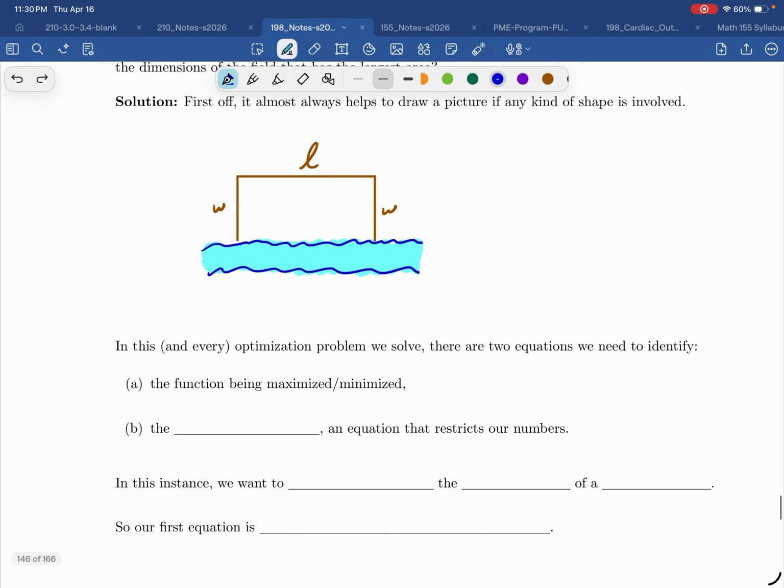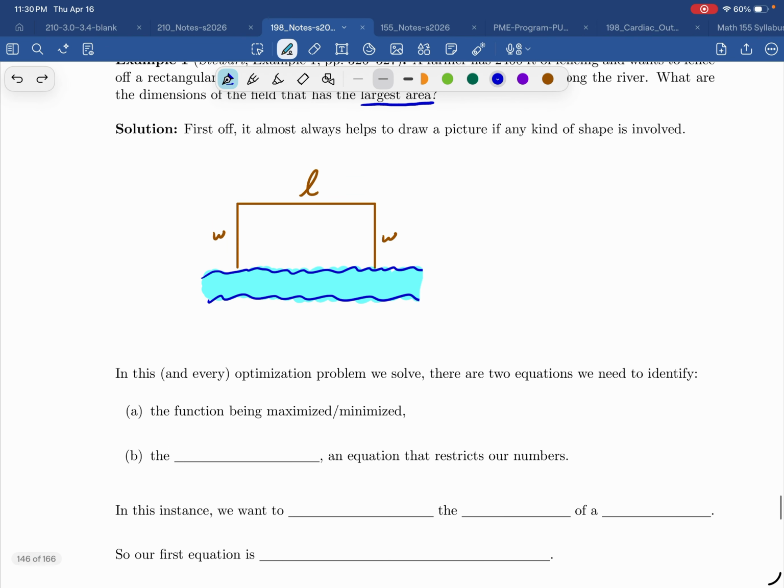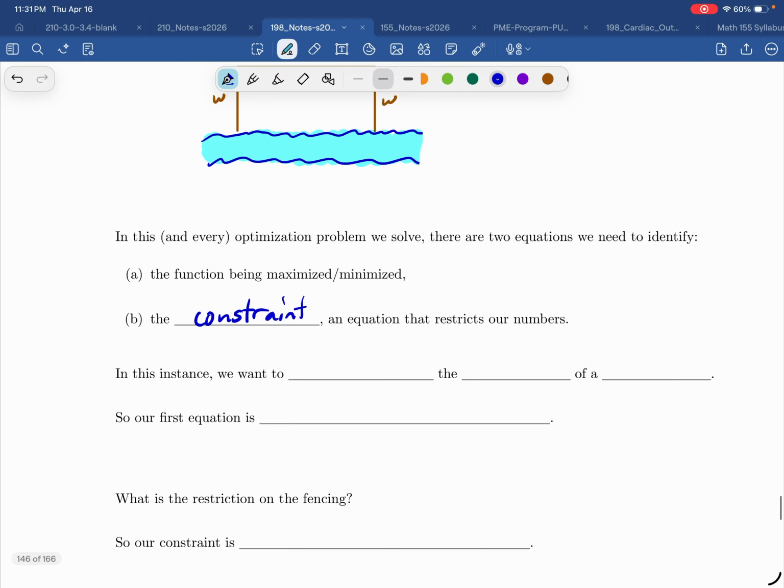Note that based on the problem, we are trying to maximize the area of this rectangle, which is the length times the width. But you also might notice that L and W are 2 variables, and so we can't just take the derivative of that and set it equal to 0 because we don't know how to differentiate functions with 2 variables. So in addition to this area function that's being maximized, we also have something called the constraint, which is an equation that restricts our numbers and is going to allow us to substitute in for one of the variables.